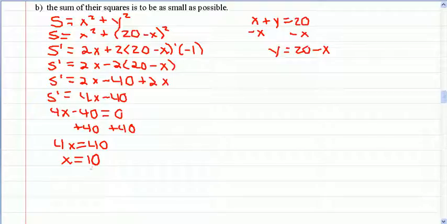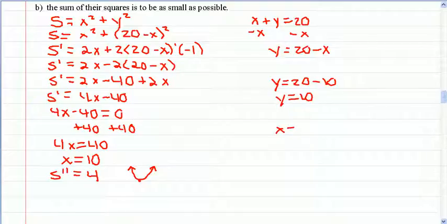And to make sure that this is a minimum, I find the second derivative, which is 4. Since it's positive, it means that it's concave up. So therefore the critical number of 10 is a relative minimum. So x is equal to 10, so I find the y value to be the same as part A, so x is equal to 10 and y is equal to 10.